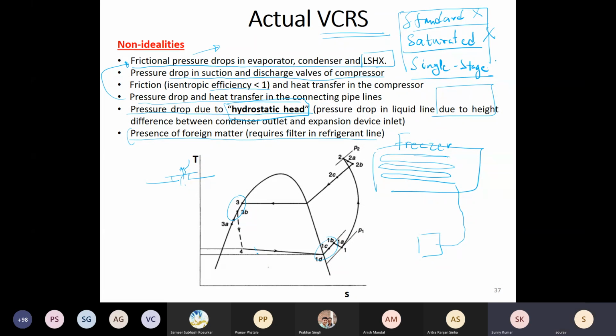Okay, we will not be discussing multi-stage in this class, but when there is a large temperature difference between the evaporator and the condenser, we go for multi-staging. We will see in the compressor discussion how to identify when to go for multi-staging. Okay, so that we will see, but we will not discuss the nitty-gritties of the multi-stage cycles.